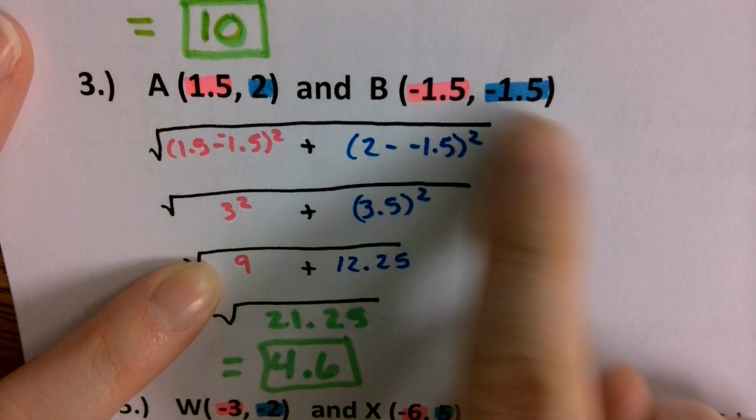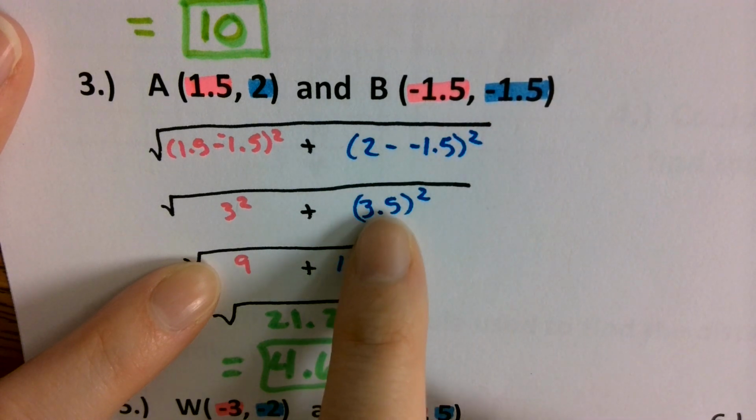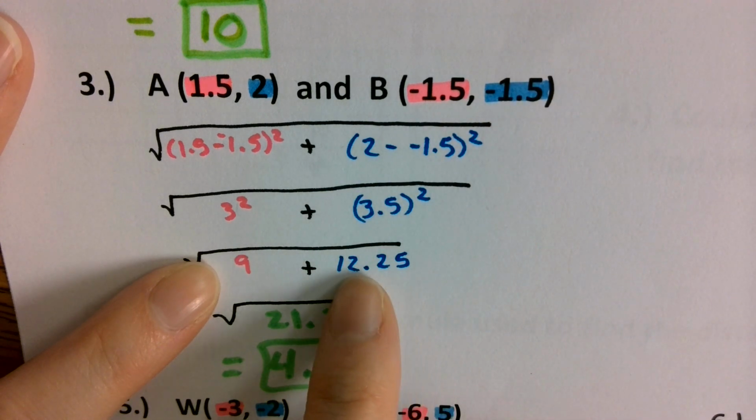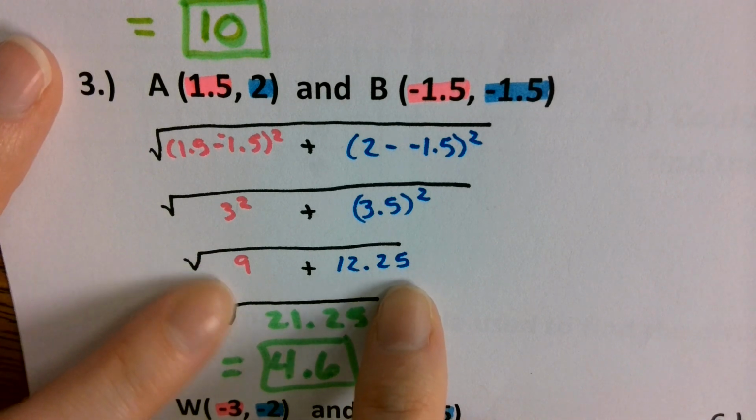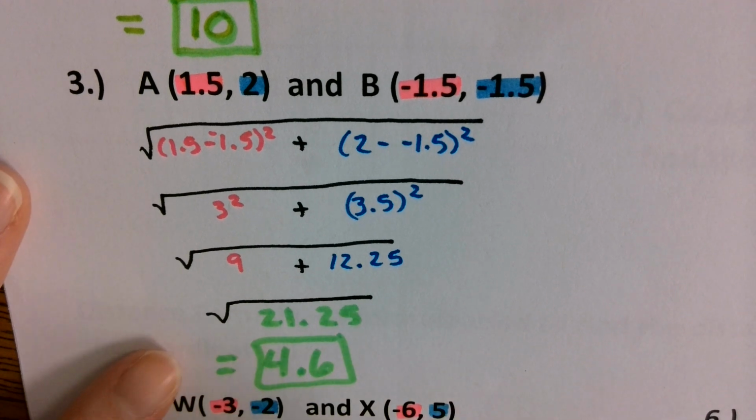Then we do the same thing for the y's. We're going to do 2 minus the negative 1.5. That gives you positive 3.5. When you square that, it comes out to 12.25. Then you add those values together to get 21.25. Take the square root of that, and you get 4.6.